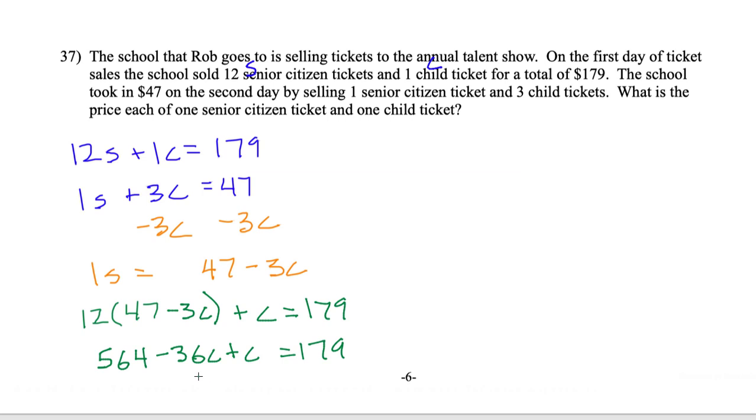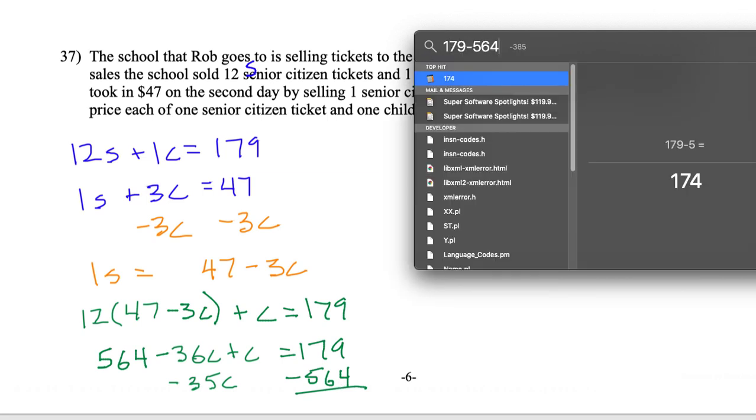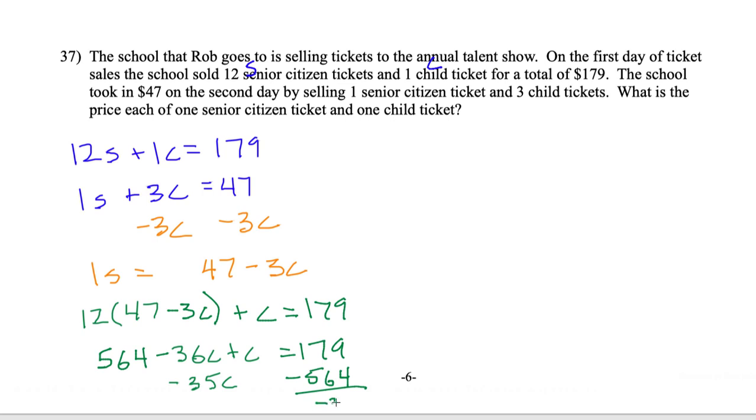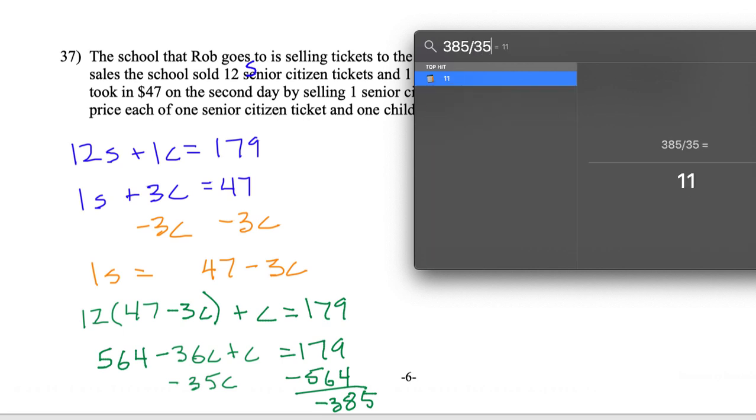I'm now going to have negative 35C by combining these like terms. I need to also subtract 564, so minus 564, and on the right hand side, again, I would have time to do this normally. 179 minus 564 is negative 385, and divide both sides by negative 35. 385 divided by 35, and that is 11.